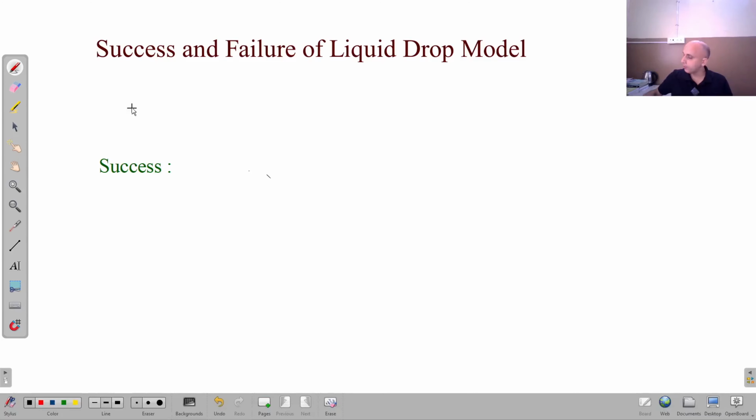In this lecture, I am going to discuss the success and failure of the liquid drop model, right? In the previous lectures, I have discussed in detail the liquid drop model and the semi-empirical mass formula. These are two things that are linked with each other. The liquid drop model is based on the semi-empirical mass formula, and we have seen what the outcomes of the semi-empirical mass formula are.